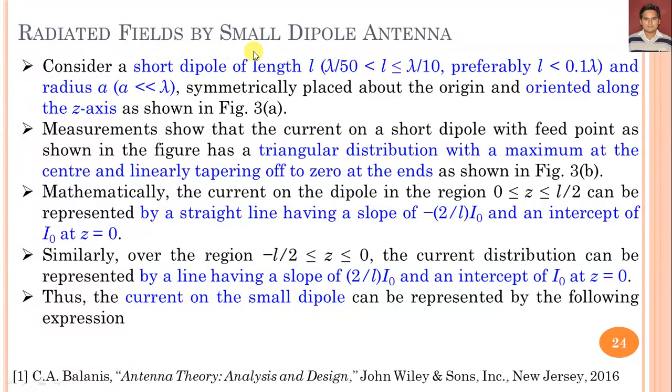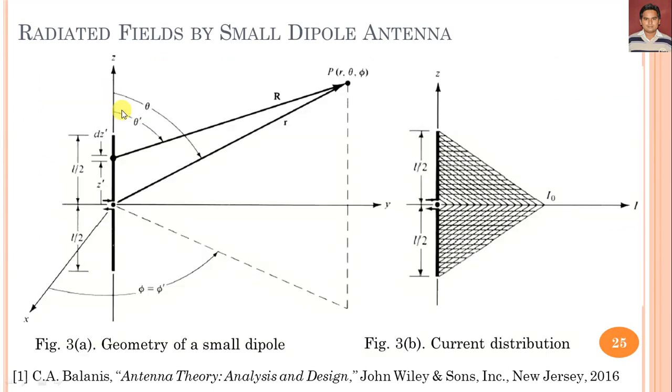First, we need to calculate the radiated field by small dipole antenna. As we have discussed in lecture 1 of the wire antenna series, we categorized antennas in terms of their length, and first we discussed the infinitesimal dipole. Then in this lecture 2 we will discuss a short dipole antenna of length L, which varies between lambda by 50 to lambda by 10, preferably L less than 0.1 lambda, and radius a much less than lambda, symmetrically placed about the origin and oriented along the z axis, as you can see in figure 3a.